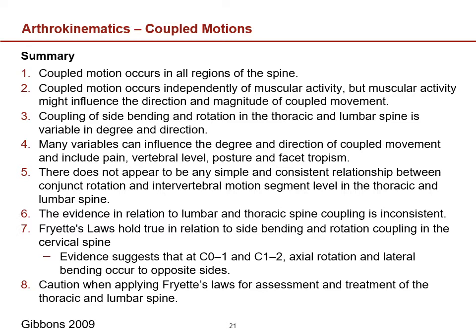The evidence suggests that C0, C1, and C1, C2 axial rotation and lateral bending occur on the opposite side, so they demonstrate type 1 coupling, versus the cervical segments demonstrate type 2 coupling in the same motion. And this has been presumed due to the orientation of the gaze of the individual, almost like the head righting reflex. Caution when applying Fryette's laws for assessment and treatment of the thoracic and lumbar spine is warranted.